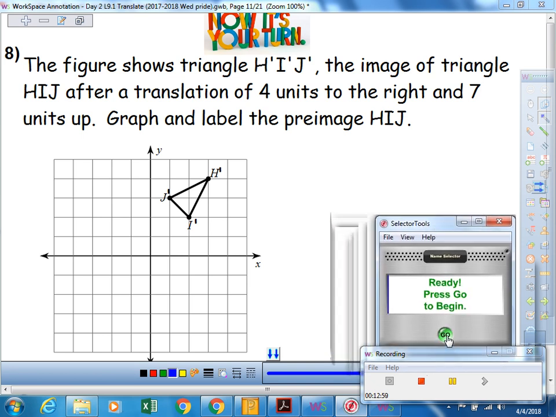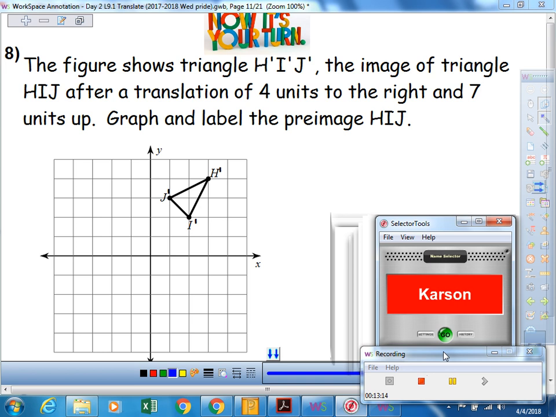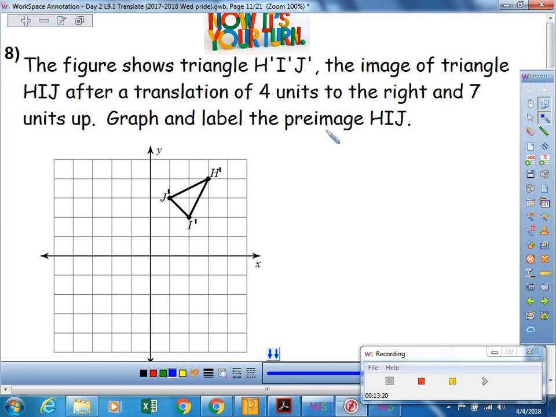How am I going to get to the pre-image? What do you think, Carson? Do the opposite. What do you mean? Okay, so instead of 4 units right, go 4 units left. And instead of 7 units up, you would go 7 down. That is correct. So go ahead and graph your pre-image.